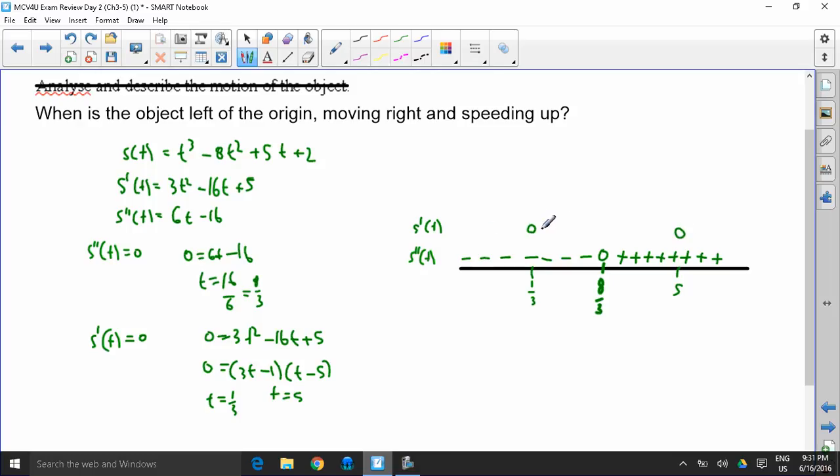Where are these things positive or negative? Well, remember, the first derivative is 0 when the distance is not changing, or that means the object has stopped. When is the first derivative positive or negative?